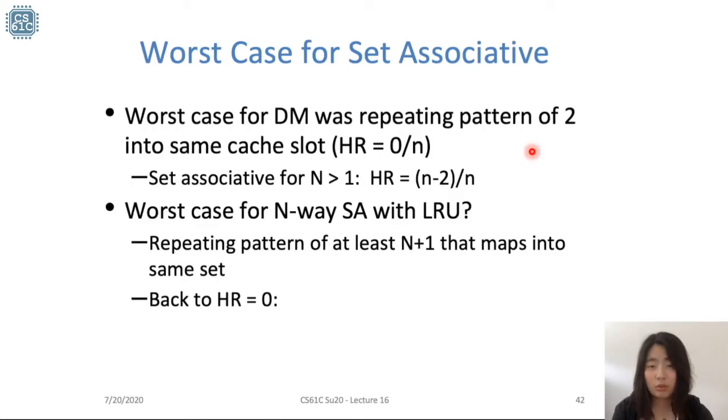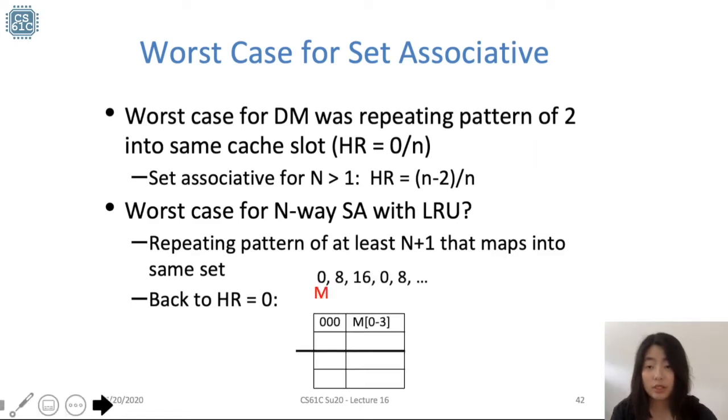We all know that the worst case for direct mapped is the ping-pong effect, with a repeating pattern of 2 memory accesses into the same cache slot. It makes hit rate equal 0. For Set-Associative, it's still possible that we're going to hit that case, with a repeating pattern of at least n+1 addresses that map to the same set. Let's look at this specific example. A repeating pattern of 3 addresses maps into the same set.